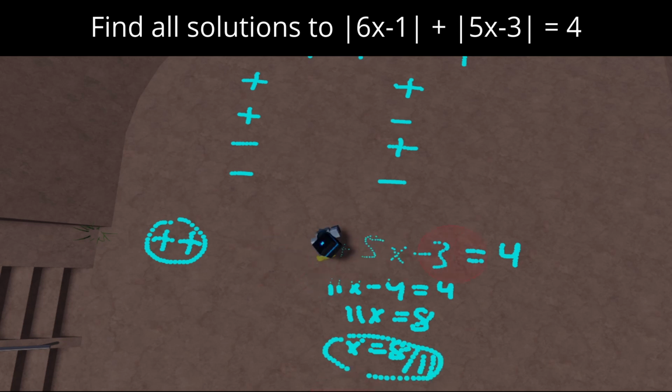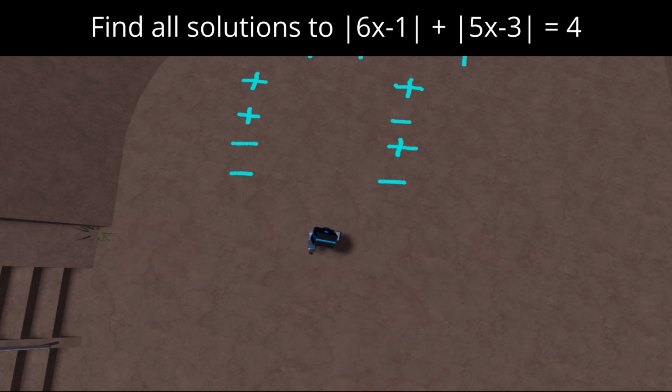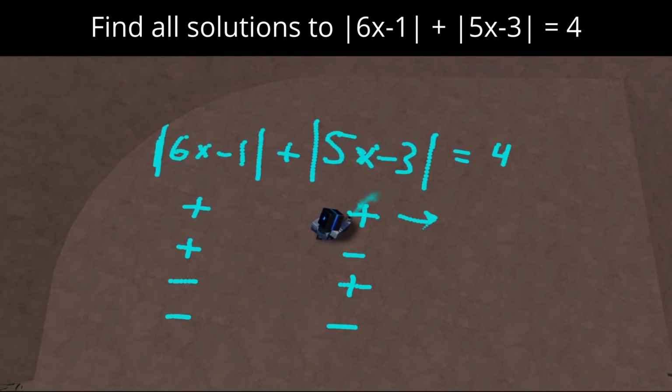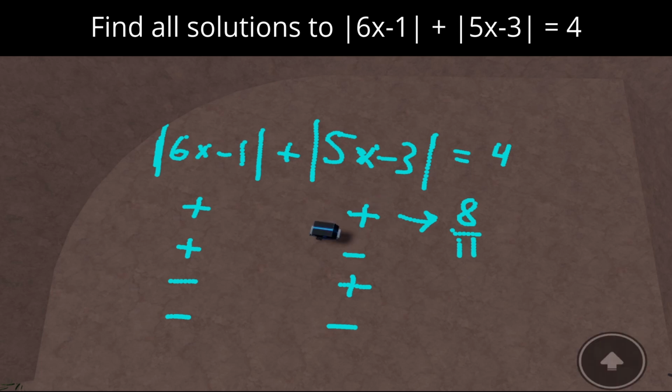So first I'm going to erase all this here, and then I'm going to write 8/11 next to the positive solution and say this gives me 8 over 11. That's one solution to test out. Now let's go into the positive 6x - 1, then you flip the sign on 5x - 3 and see what that gets us for a new equation to solve.